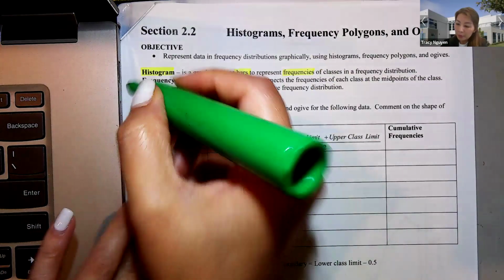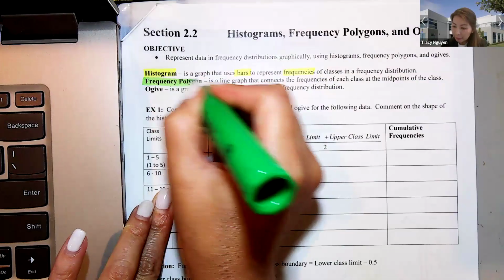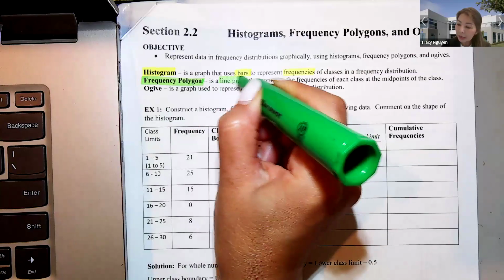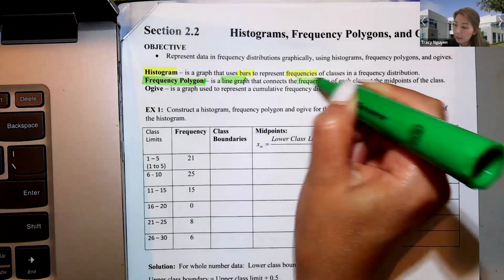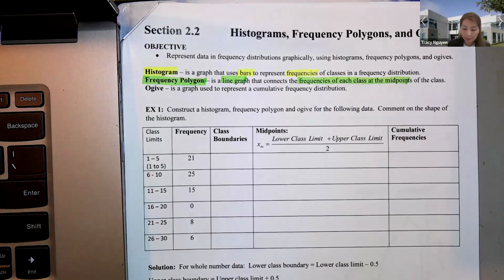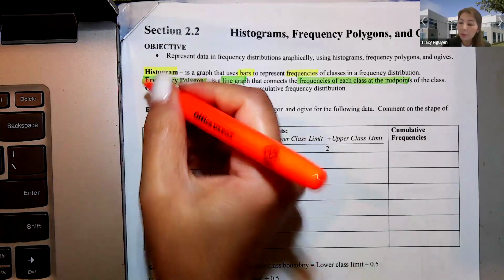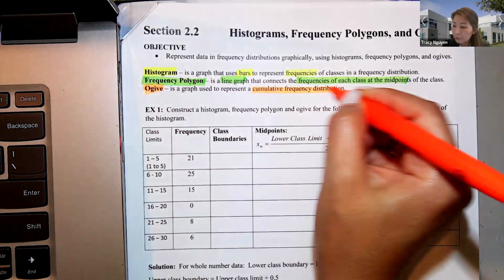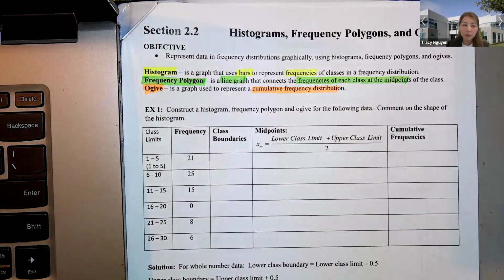The second graph we're going to look at in our lesson would be the frequency polygon. A frequency polygon is a line graph that connects the frequency of each class at the midpoints. So we would need the midpoints, which we already learned how to compute in section 2.1. And the third graph we're going to look at in this lesson would be an ogive. For an ogive, we use the cumulative frequency, and I'll show you how to build the cumulative frequency in a minute.